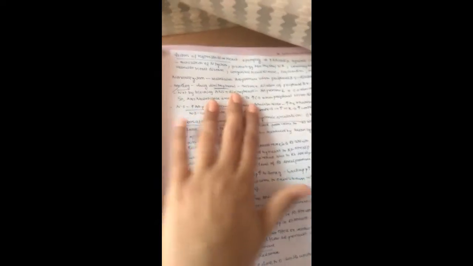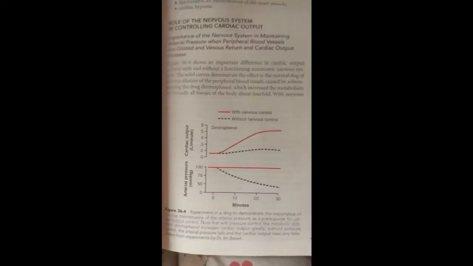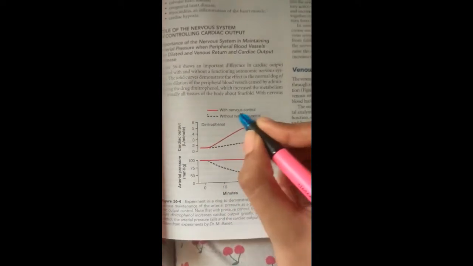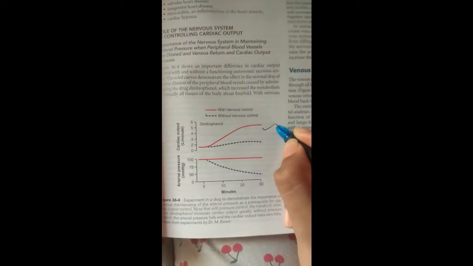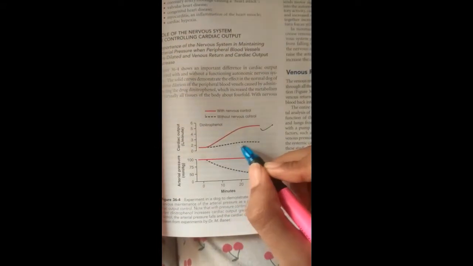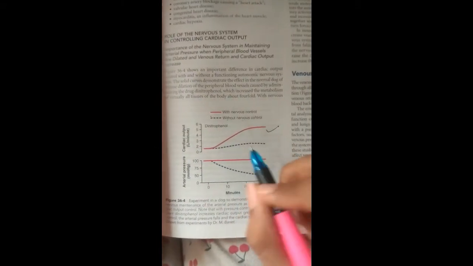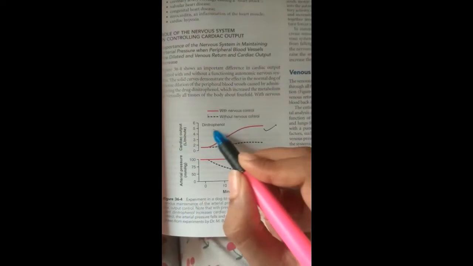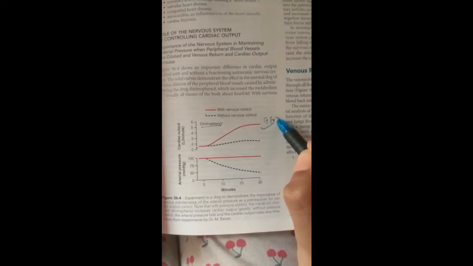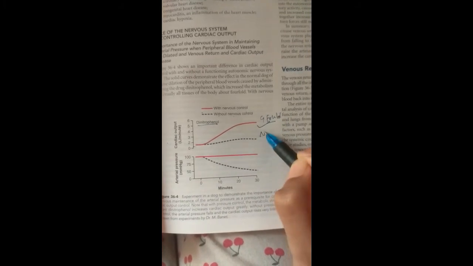Before seeing this, let us see the graph of this dog experiment to understand this more clearly. Here you can see the graph of the dog experiment. The red line is with nervous control, along with the nervous system we have given. The dotted line is without the nervous system. You can see the cardiac output, by giving the dinitrophenol, has increased to fourfold, because here the nervous system is taking part.